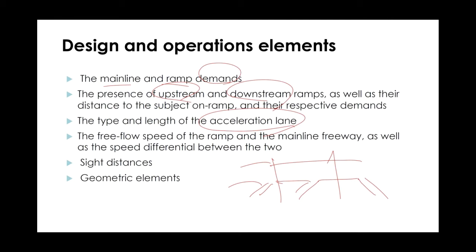We also need to know the free flow speed on the ramp, because that affects the design of the length of the acceleration lane. Imagine mainline traffic is 100 kilometers per hour, and your free flow speed on the ramp is 30 kilometers per hour. That means you need to provide enough space for vehicles to speed up from 30 kilometers per hour to 100 kilometers per hour, so they can accelerate and then merge into the main line.